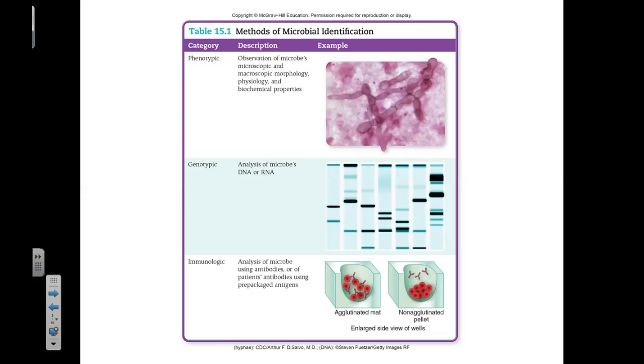So here's a nice summary figure. When we look at phenotypic methods, we look at the color that this bacterium is stained, its shape. When we look at our genotypic method, we're looking at how the DNA fragments are arranged and what DNA fragments we have. And then finally, with our immunogenic methods, we look at whether or not the antibodies will stick.